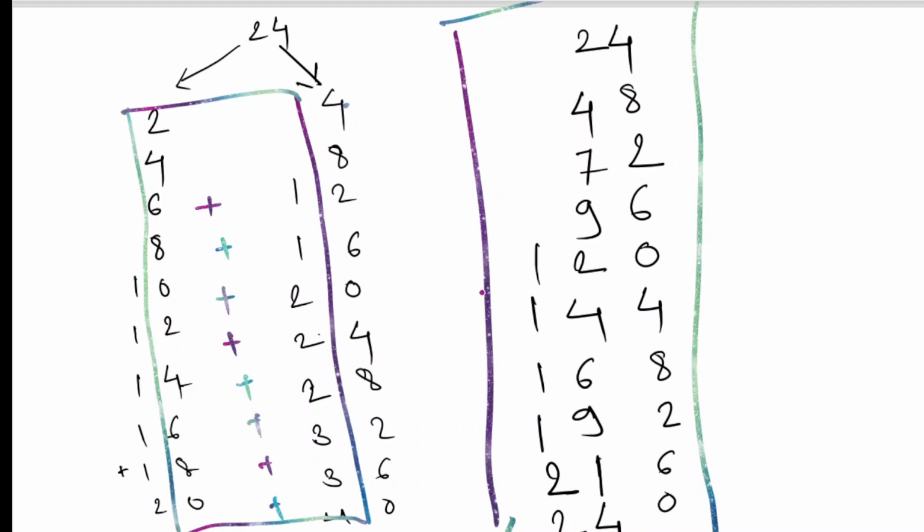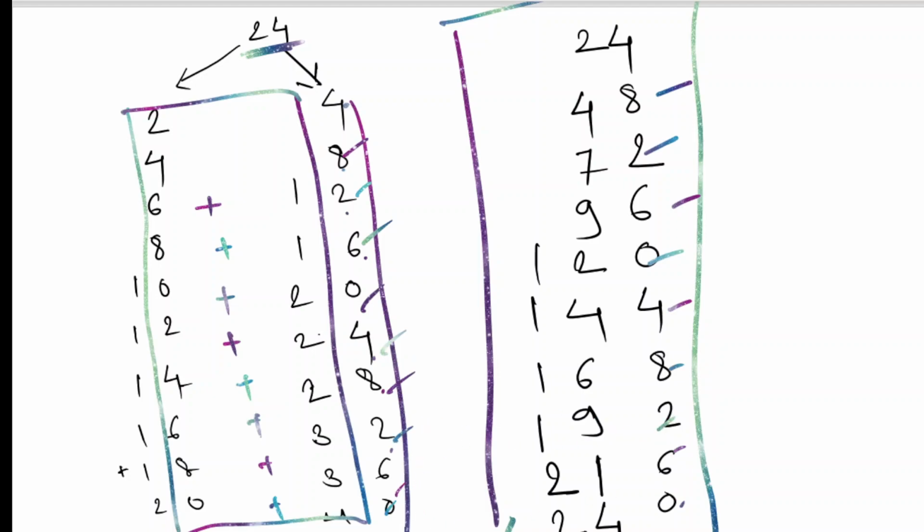Likewise, the table of 4. We just put a box here, and to create the table of 24, we write the table of 24 here, and these numbers, 4 8 2 6 0 4 8 2 6 0, we just write likewise here. Look at this 8, this 2, this 6, this 0, this 4, this 8, this 2, this 6, and 0.